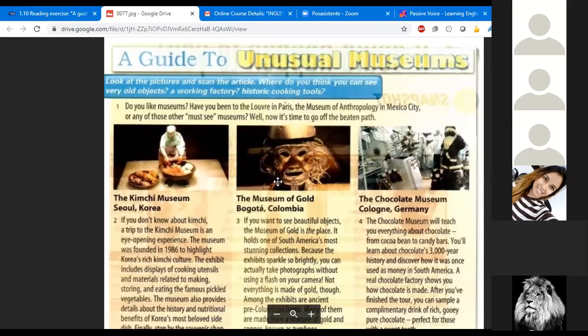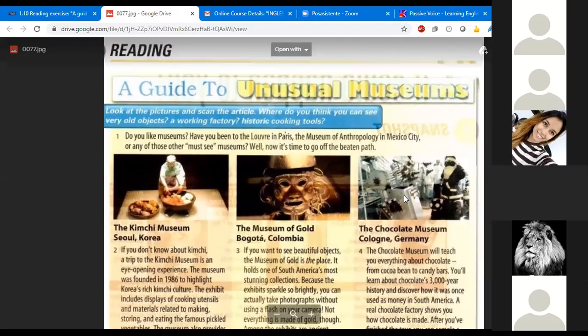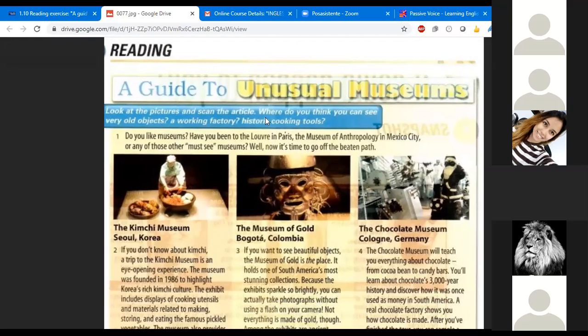Okay, can you see this one? Yes. So we have here, it says, a guide to unusual museums. Look at the picture and scan the article. Where do you think you can see very old objects? A working factory, a historic cooking tools.